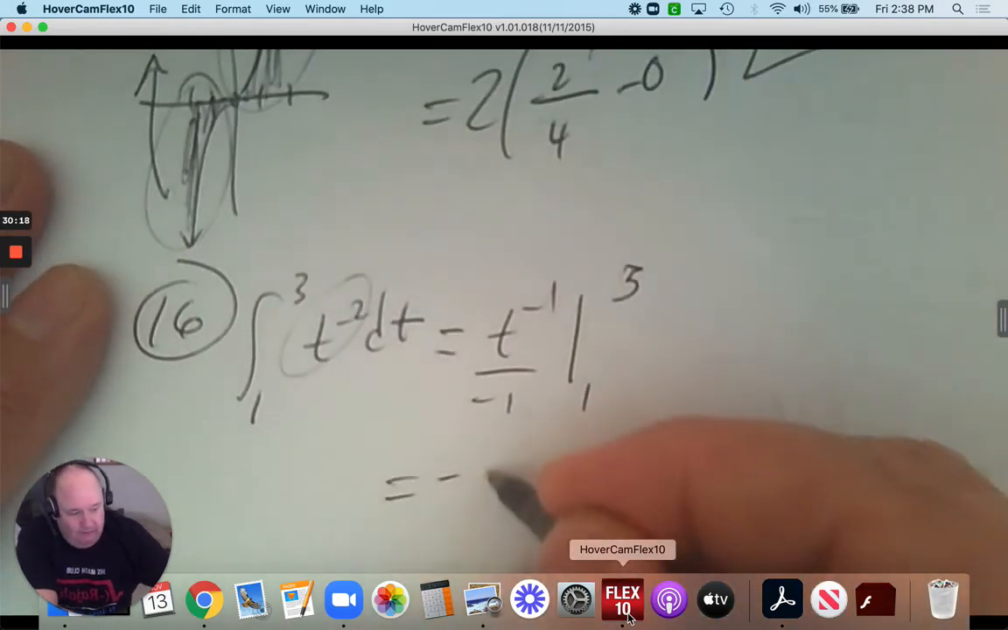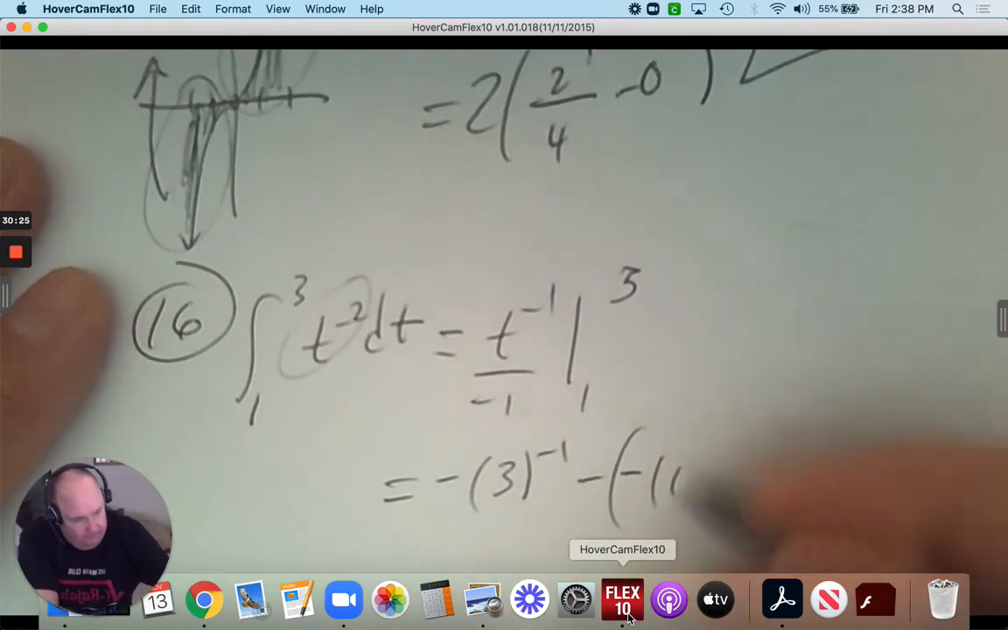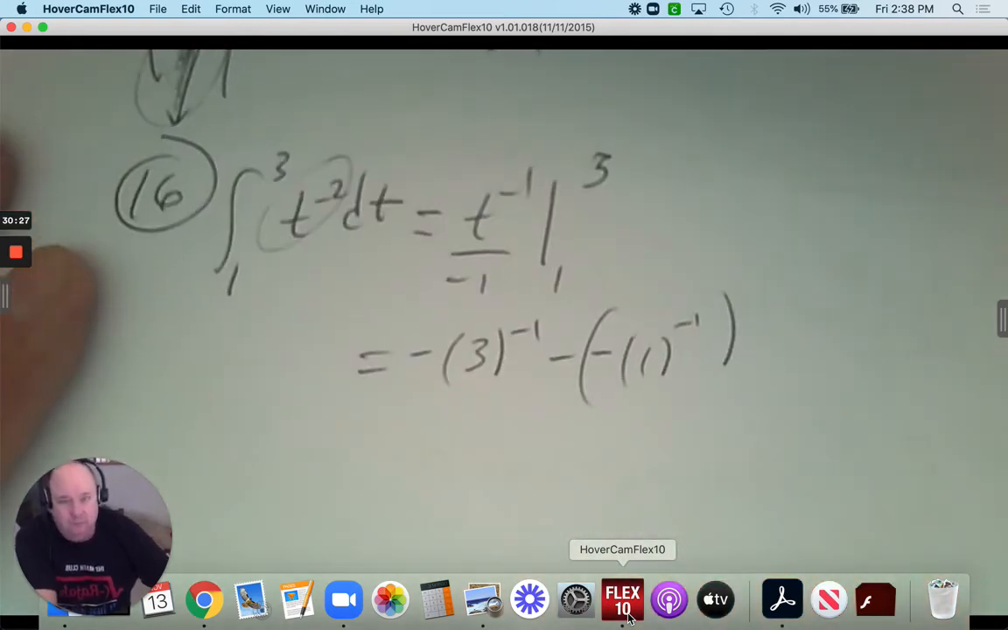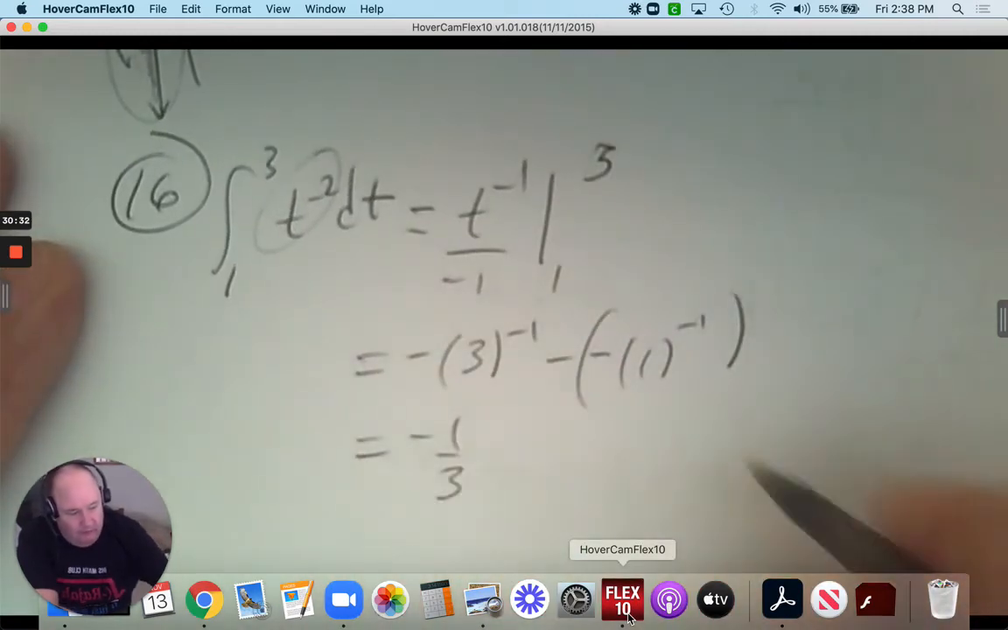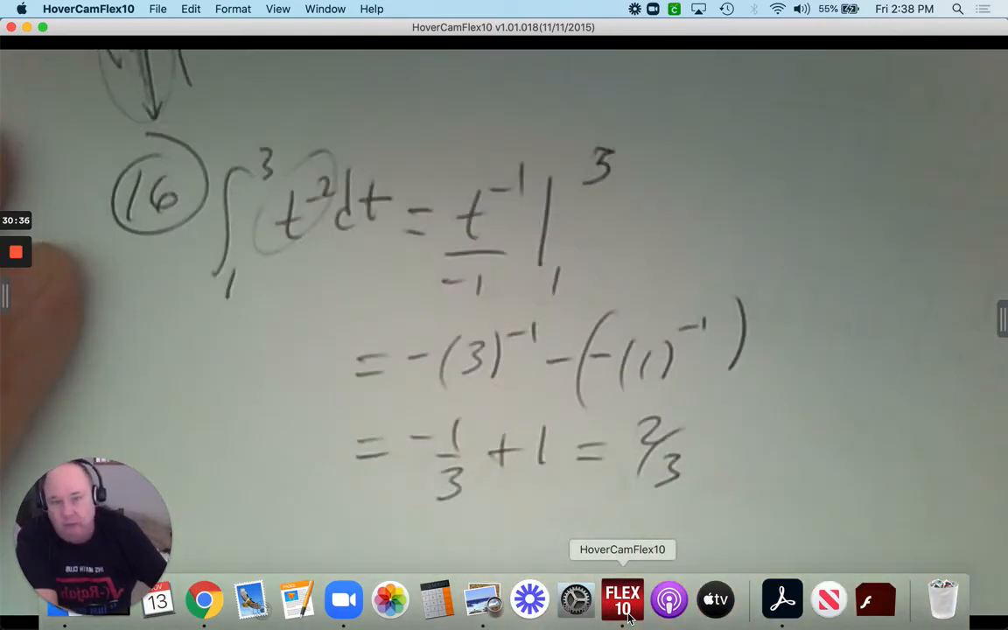Then you plug in the upper bound. You plug in the lower bound. And that's it. If I simplified it, it would be negative 1/3, and negative makes it plus 1, so altogether that would be 2/3, if I had to.